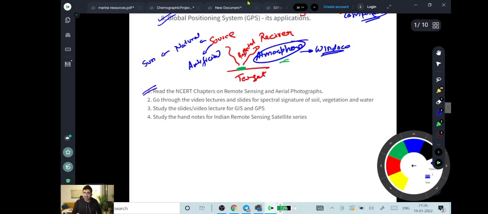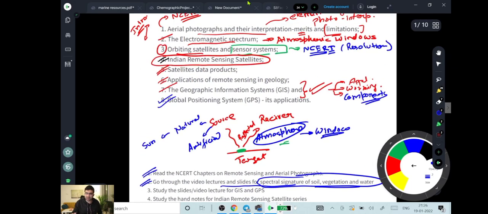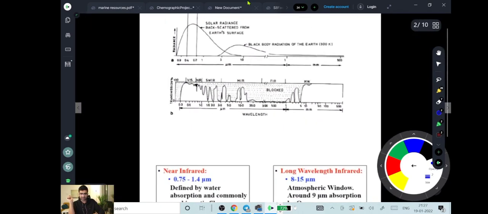Basically read those 2 chapters of NCERT, very important. It's not the entire NCERT, it is just 2 chapters. Go through video lectures for spectral signature of soil, vegetation and water. I'll come to this. Spectral signature is not directly mentioned here, but it is asked in the exams. It is part of this electromagnetic spectrum, or the interaction of electromagnetic radiation with objects. This year they asked this question also. So three are most important: vegetation, water and soil. These three you have to study. What spectral signature is, I'll explain to you in a while.